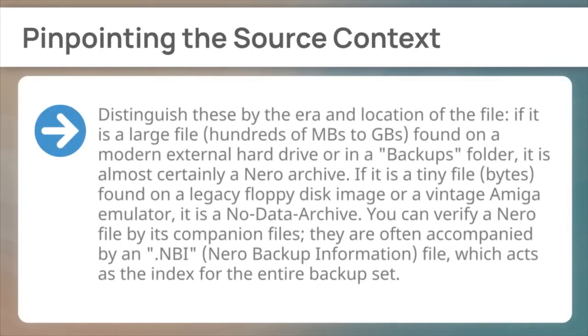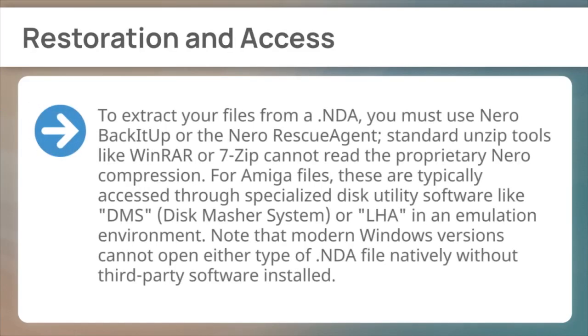First, pinpointing the source context. Distinguish these by the era and location of the file. If it is a large file, hundreds of MBs to GBs, found on a modern external hard drive or in a backups folder, it is almost certainly a Nero archive. If it is a tiny file, bytes, found on a legacy floppy disk image or a vintage Amiga emulator, it is a no data archive. You can verify a Nero file by its companion files. They are often accompanied by an .nbi, Nero Backup information file, which acts as the index for the entire backup set.